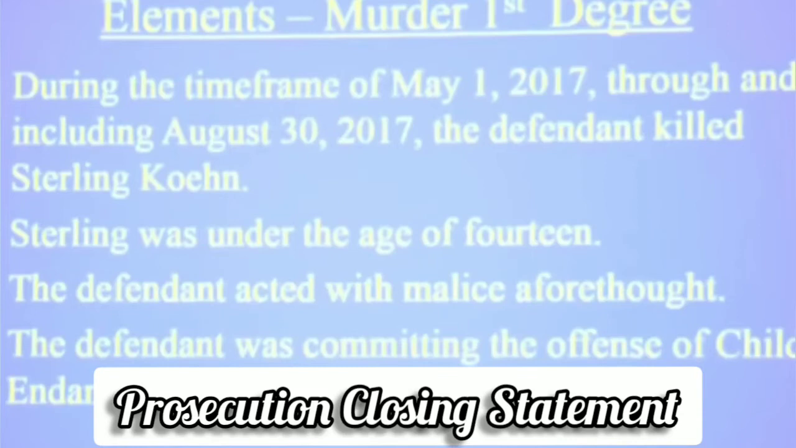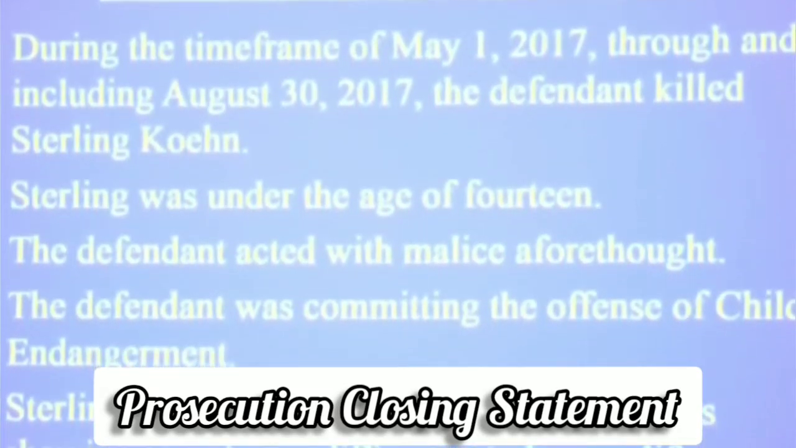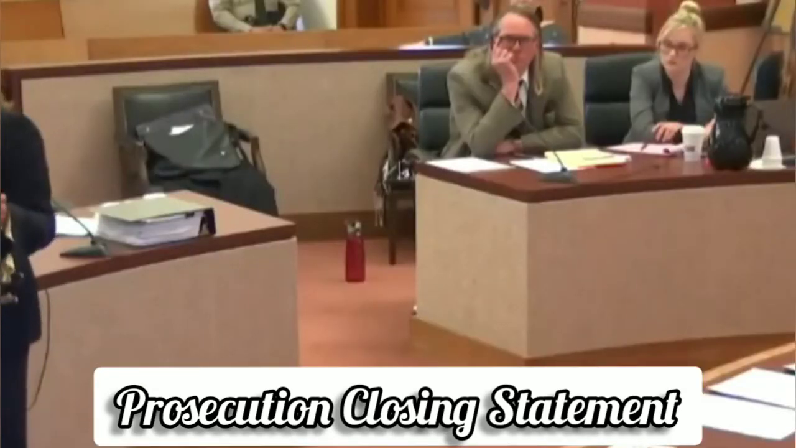So what are the elements of murder in the first degree? And keep in mind, the elements in that jury instruction, murder in the first degree, are the only thing the state has to prove to you beyond a reasonable doubt. Each one of those elements. During the time frame, May 1st, 2017, through and including August 30th, 2017, the defendant killed Sterling Koehn. Sterling was under the age of 14. The defendant acted with malice aforethought. The defendant was committing the offense of child endangerment. And his death occurred under circumstances showing an extreme indifference to human life. This is what the state has to prove to you beyond a reasonable doubt.